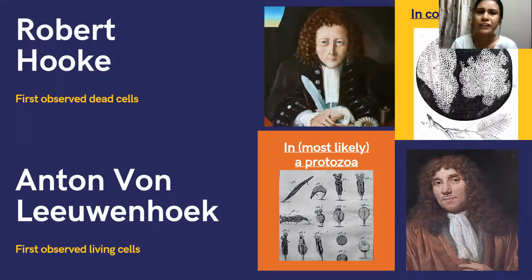However, years later, Anton van Leeuwenhoek observed living cells, most likely a protozoa, under his first single lens microscope. And then it was discovered that he was the one who first saw living cells.